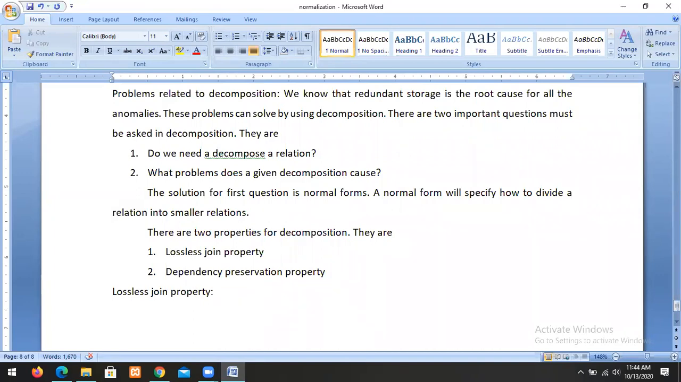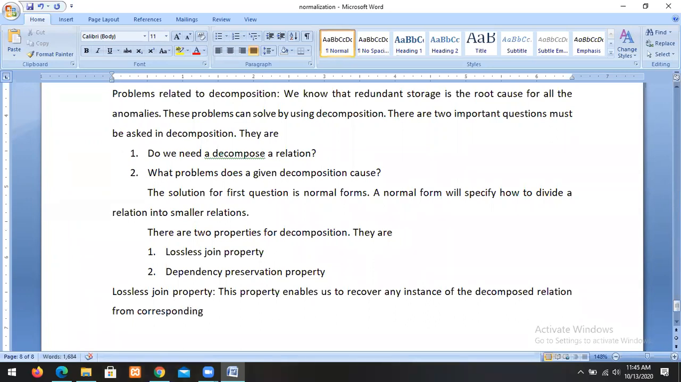So that's what we call the lossless property. This property enables us to recover any instance of a decomposed relation from the corresponding instances of smaller relations. So this we call the lossless property.